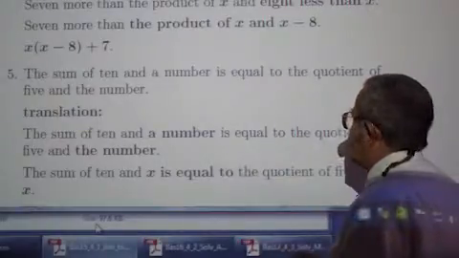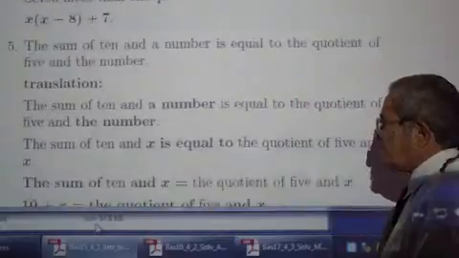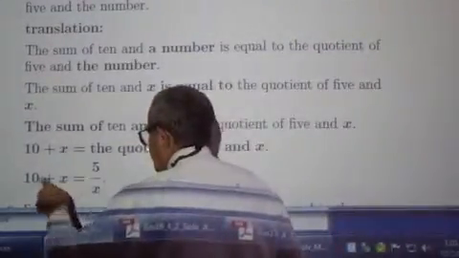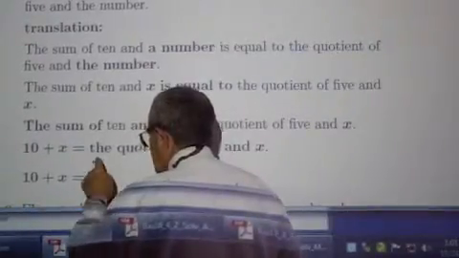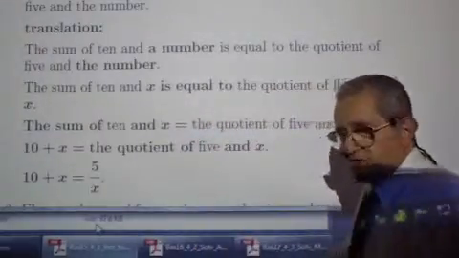The sum of 10 and the number is equal to the quotient of 5 and the number. The sum of the number and 10 is equal to the quotient, the division, of 5 and the number. Get that?